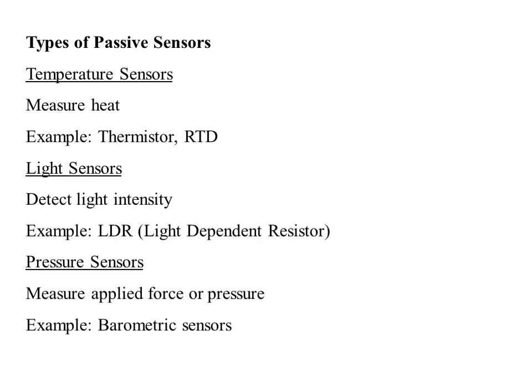Types of passive sensors. Temperature sensor, measures heat. Example, thermistor, RTD. Light sensor, detects light intensity. Example, light dependent resistor, that is LDR. Pressure sensor, measures applied force or pressure. Example, barometric sensor.